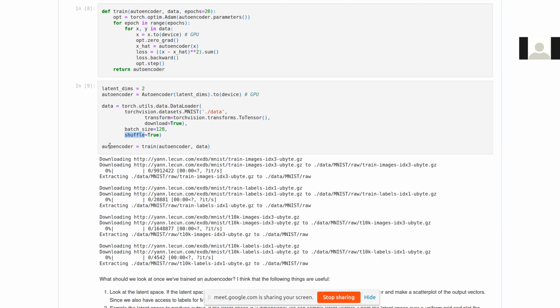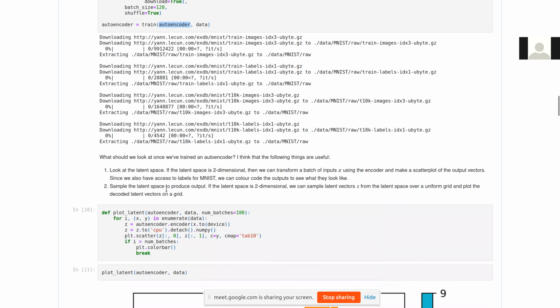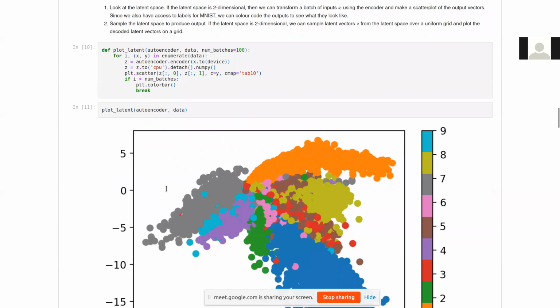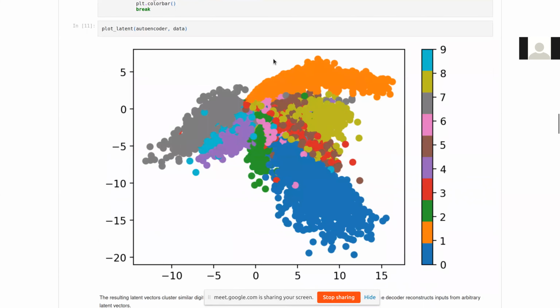And then passing this data, training the model. For training the model, we pass the autoencoder and data as arguments to the function train. Here is the output. The model has been trained, and let's try to plot the latent space. In this data, we get the latent space embedding of different images X, and then try to plot it according to their classes. So this is the plot you can see here.